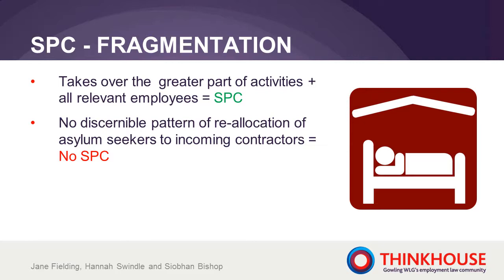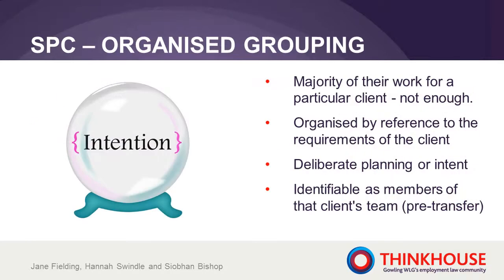So moving on now to looking at the organised grouping. To make up an organised grouping, the employees must be organised deliberately by their employer into a distinct group, and that group has got to have as its principal purpose the carrying out of services for a particular client or customer. And that grouping has got to exist before the loss of the contract. So it's not enough that a group of employees just happen in practice to work mostly for a particular client because of the particular shift patterns each employee works, for example. But it is possible for a grouping to consist of just one person.